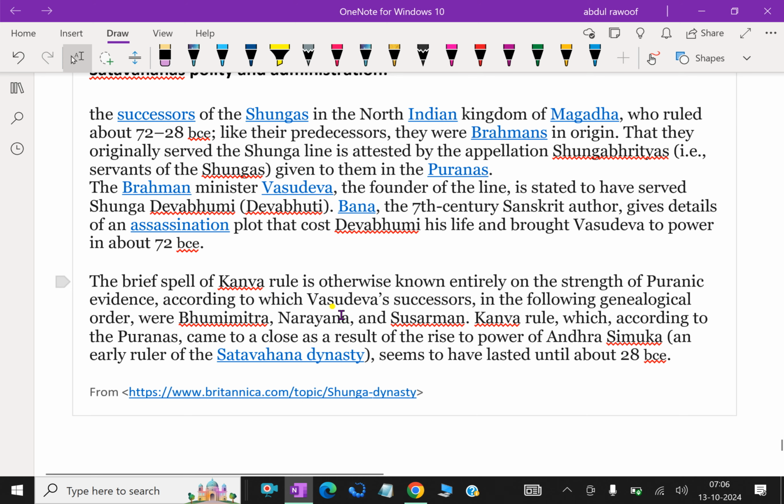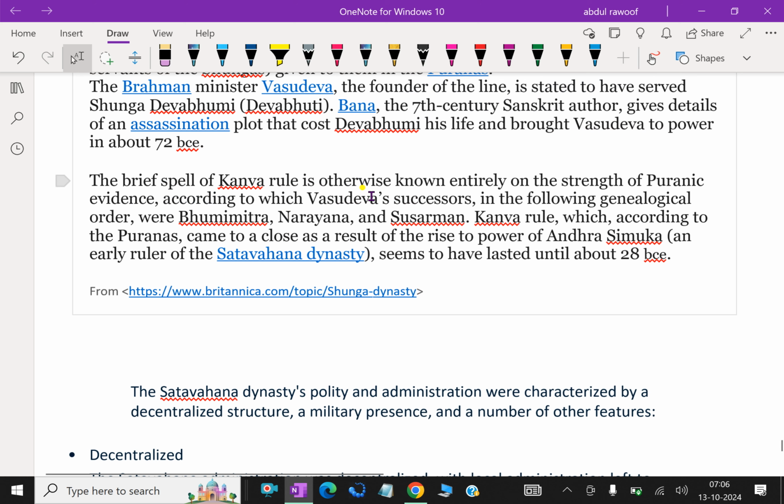The brief spell of Kanva rule is otherwise known entirely on the strength of Puranic evidence, according to which Vasudeva's successors in the following genealogical order were Bhumiputra, Narayana, and Susharman. Kanva rule, which according to the Puranas came to a close as a result of the rise to power of Andhra Simukha, an early ruler of the Satavahana dynasty, seems to have lasted until about 28 BC.